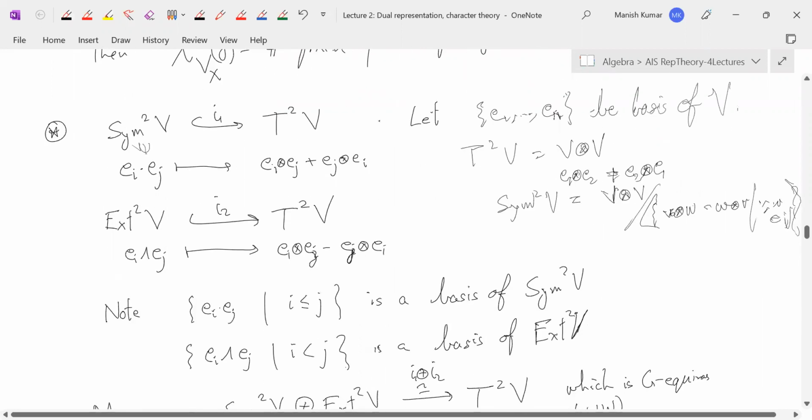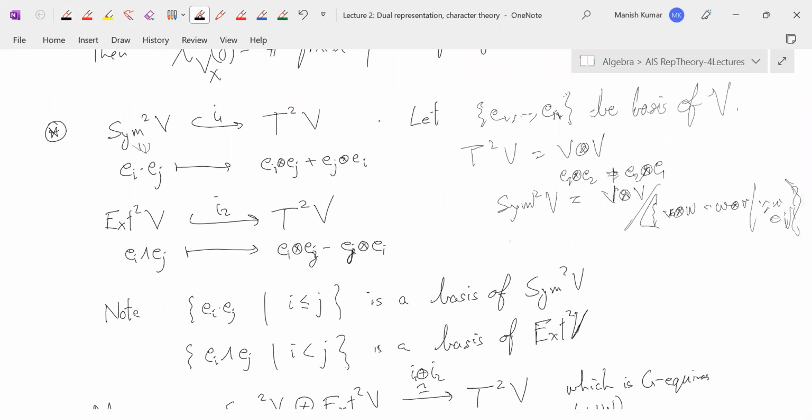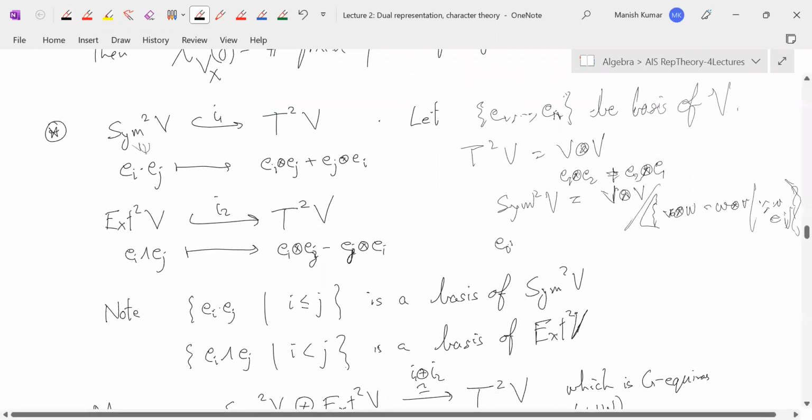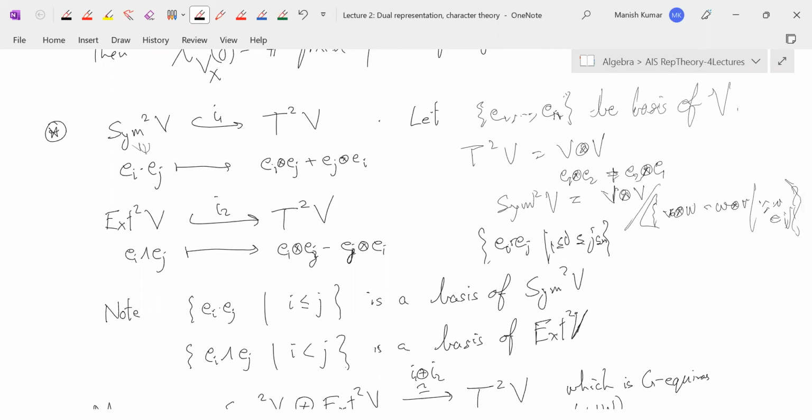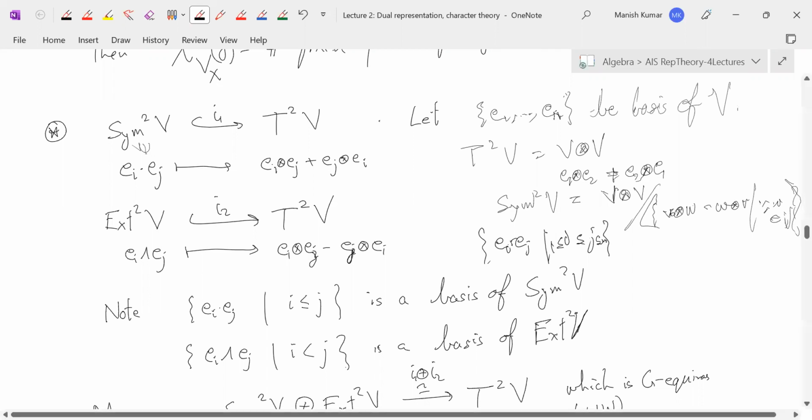So what is the basis of Sim2V? The basis of Sim2V is Ei dot Ej with i less than or equal to j, if you consider this set. Remember, the basis of T2V is Ei tensor Ej, where i and j can be any number between 1 and n. Here i must be less than or equal to j, and both between 1 and n. Of course, the dimension of Sim2V is smaller than the dimension of T2V, so it's a smaller set.